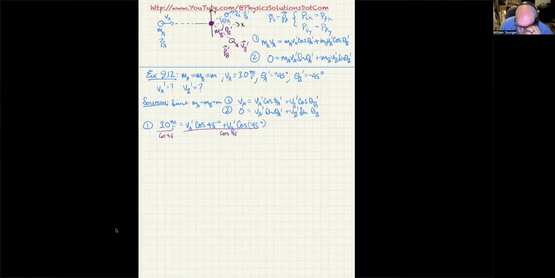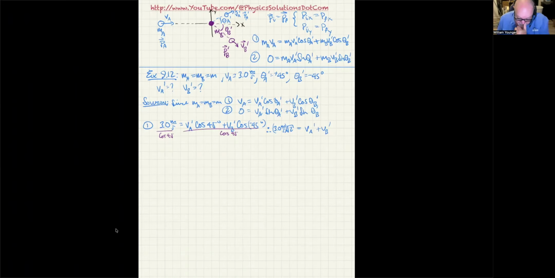And of course, cosine 45 would normally be 1 over the square root of 2, which we try to make into root 2 over 2. But in this case, it's going to be in the denominator. So it's going to be 3 times the square root of 2 for the left hand side. So I'm going to say, therefore, 3.0 meters per second times the square root of 2 is equal to VA prime plus VB prime. So that's one equation we have.